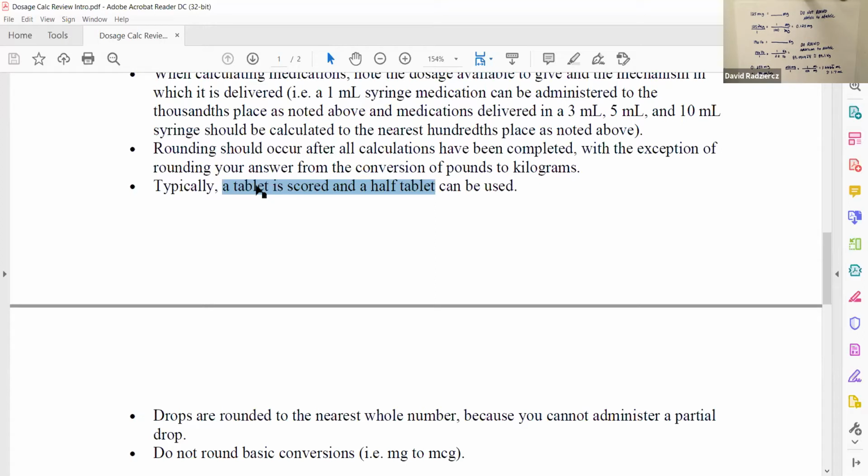If it's a capsule or even a caplet, usually those cannot be cut in half. So definitely not a capsule, but a caplet, possibly, I guess, if it's scored.